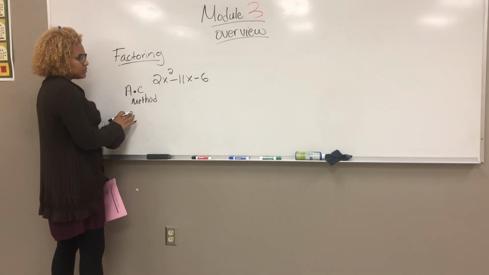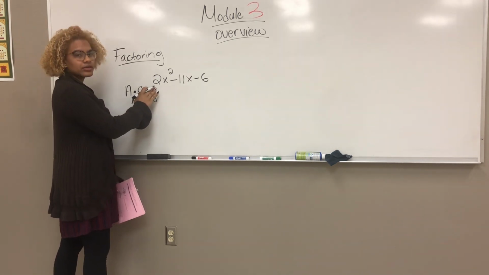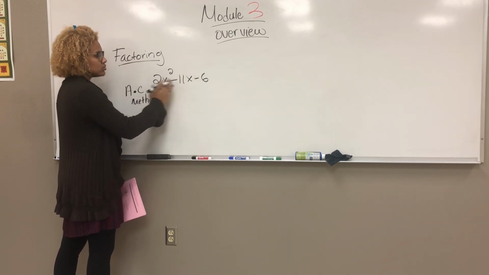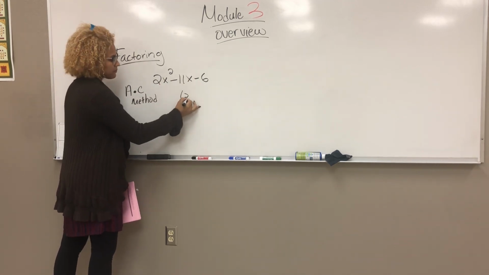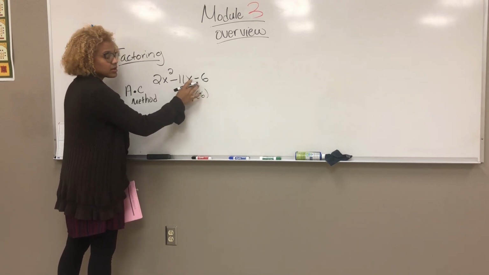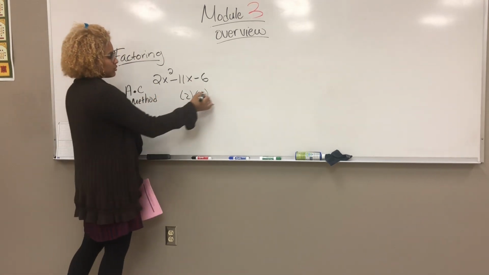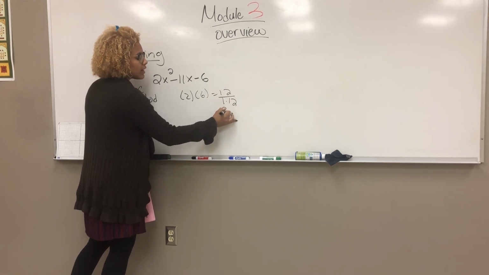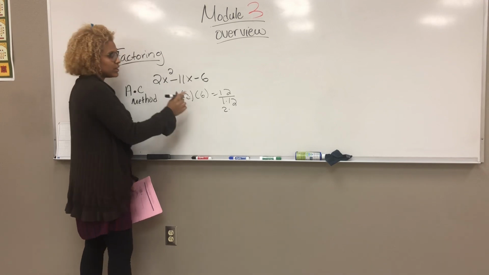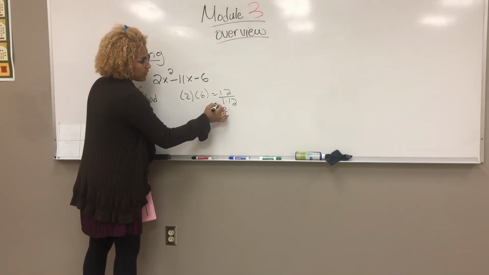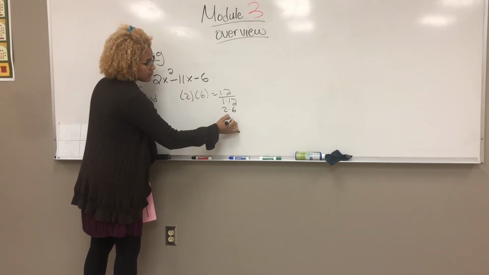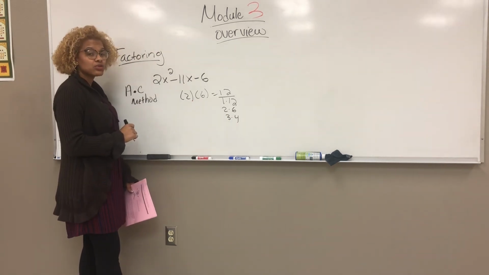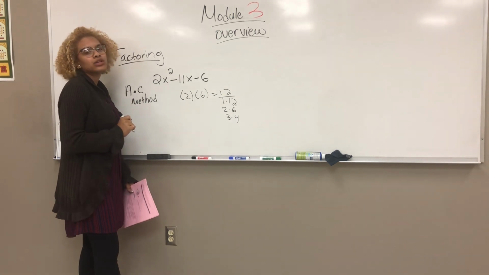Okay, so the AC method says multiply the coefficient of A times C. So A times C, 2 times 6. I'm going to ignore the sign of the 6. And that gives me 12. Okay, factors of 12 that will subtract to 11. So I have 1 and 12, 2 and 6, 3 and 4. Well, the only ones from here that will subtract to 11 is 1 and 12. How do I know that's subtraction?